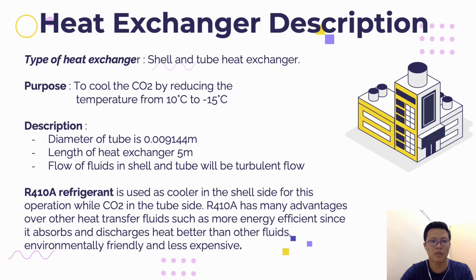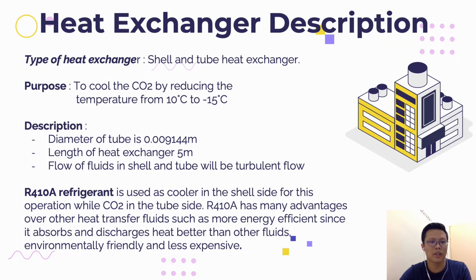Now, let's proceed with the heat exchanger description, in which I will go through one by one. The type of heat exchanger that we have chosen is a shell and tube heat exchanger. The purpose is to cool the CO2 by reducing the temperature from 10 degrees Celsius to negative 15 degrees Celsius. The diameter of the steel tube is 0.009144 meter. The length of the heat exchanger is 5 meters.